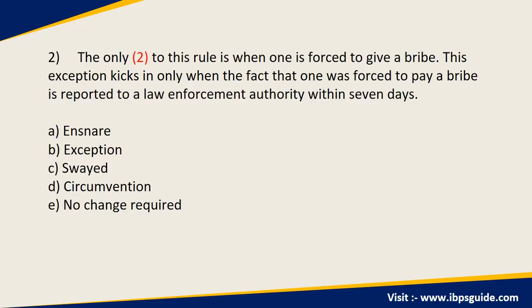So in times like this, usually there will be a clue in the next sentence. Let's read the next sentence. It says, this exception kicks in only when the fact that one was forced to pay a bribe is reported to a law enforcement authority within 7 days, right? So the beginning of the next sentence itself is this exception. So here is our clue. We know that in the previous sentence also they have talked about the exception, because in the next sentence they have referred to it with this exception. So that is the correct answer, option B, exception.